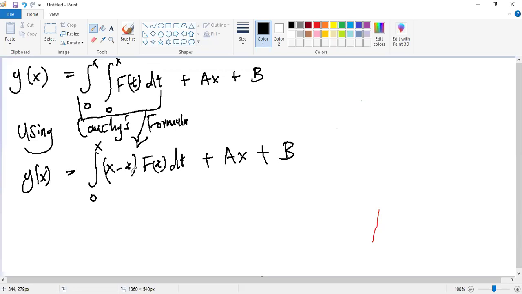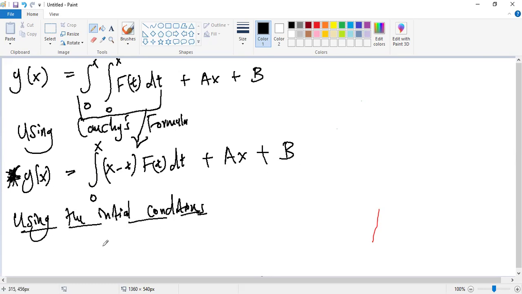Now, we were given some conditions. Recall the initial conditions. If you look at this clearly, you can see it's already some sort of an integral equation. We have the integral sign there, we have the y of x there. So using the initial conditions, let's break it down. We were told that y of 0 is equal to 1 and y prime of 0 is equal to 0.